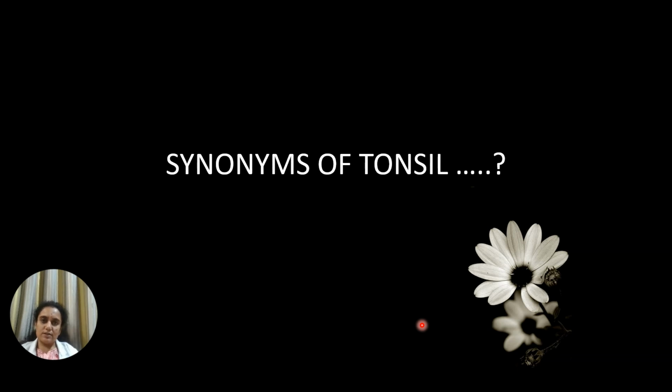The synonyms of a tonsil. So there are various types of tonsil. We have the pharyngeal tonsil, that is adenoid, then the palatine tonsils or the faucial tonsils, the tubal tonsils around the eustachian tube, and lastly the lingual tonsils. So today we are going to discuss the palatine tonsils, which are also called the faucial tonsils.